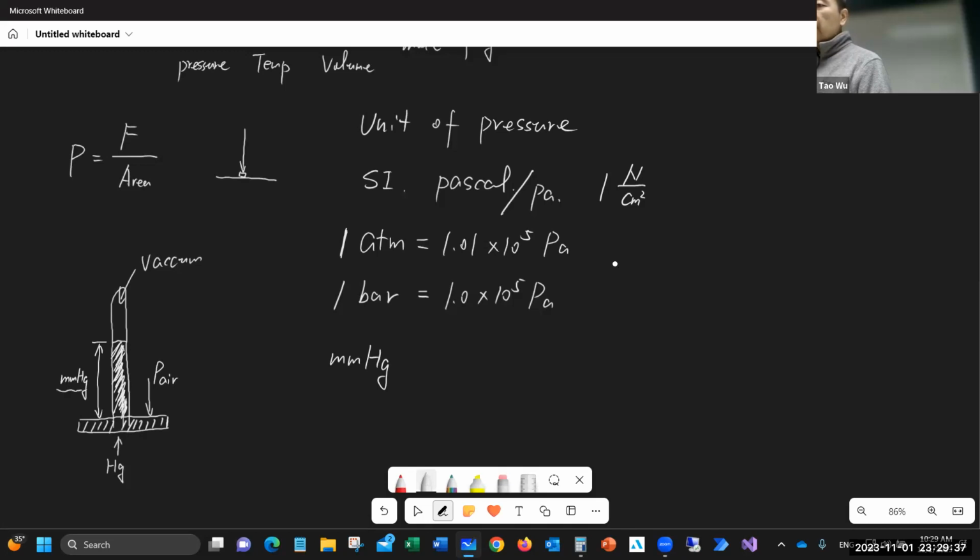People use the height of mercury to represent the pressure of the air. And 760 millimeters of mercury is equal to 1 atmosphere. Yes, 760 millimeters of mercury is equal to 1 atmosphere.